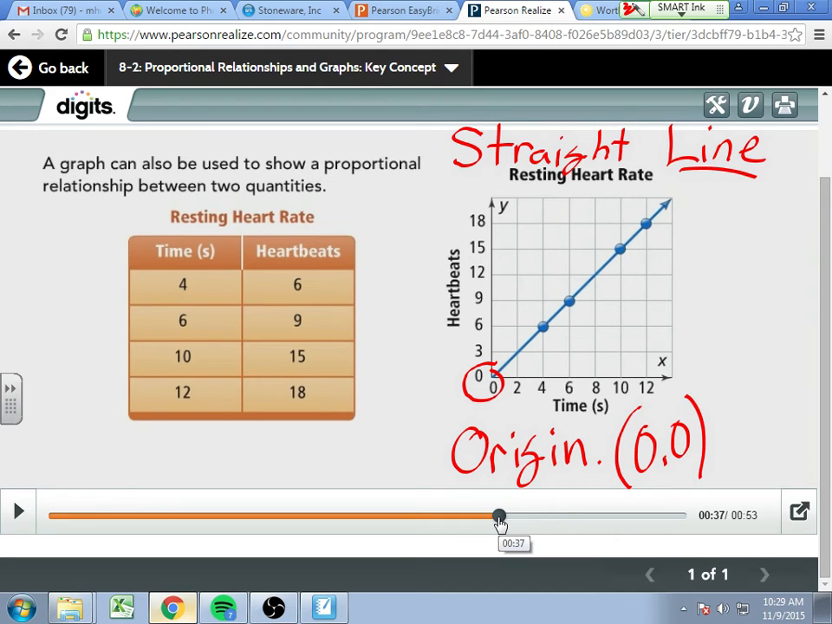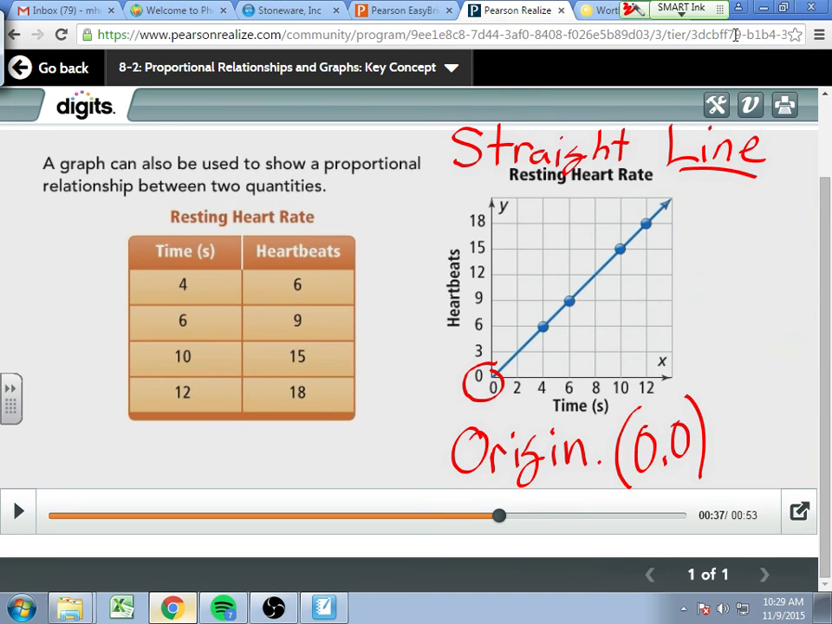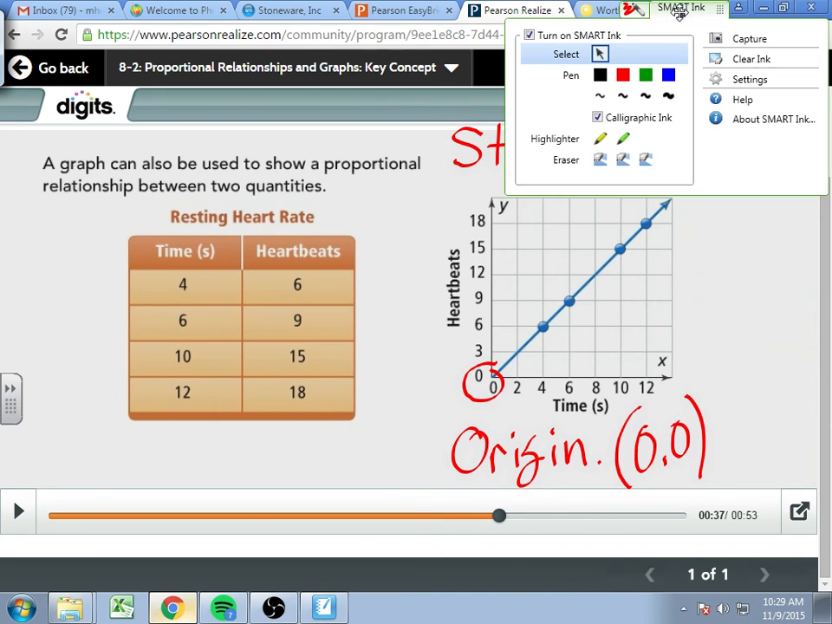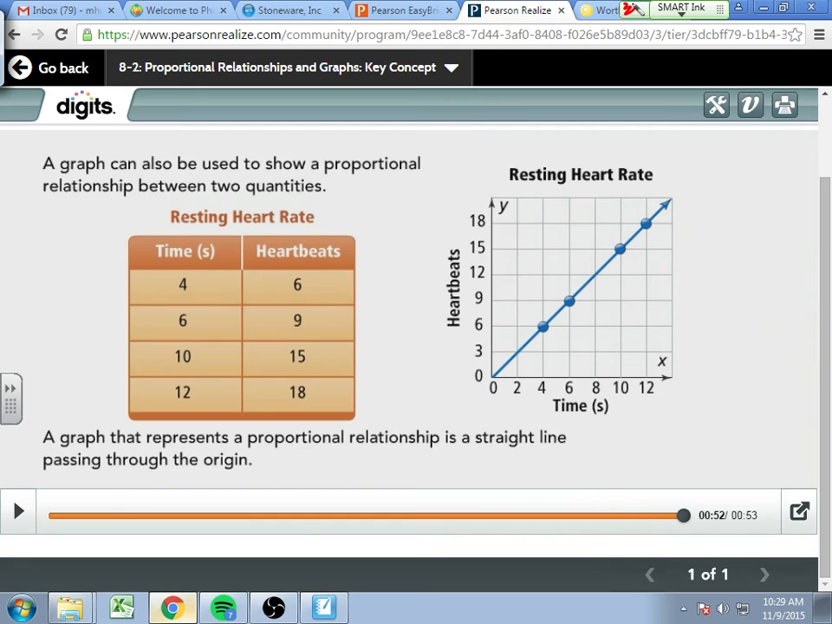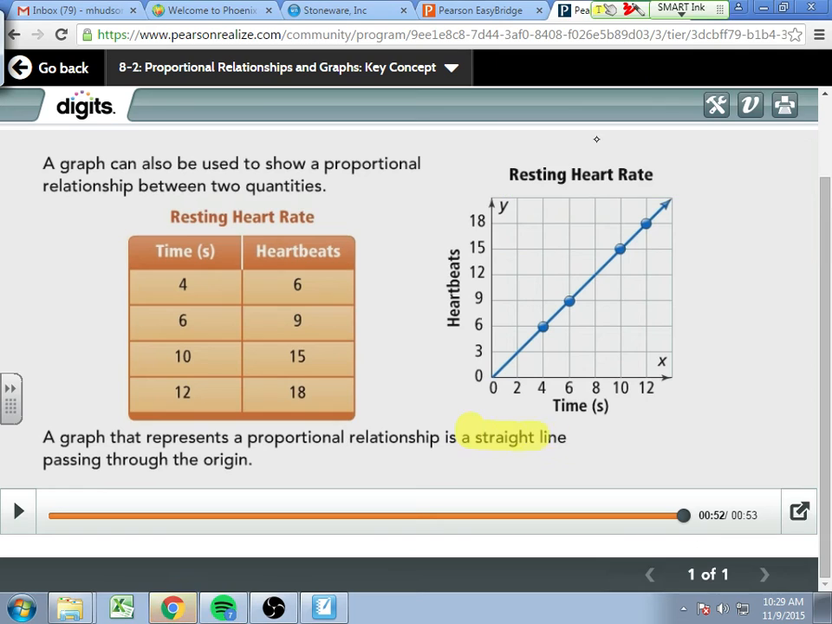So can it still be proportional if it doesn't go through the origin? Well, what did I just say? To be proportional, it must. Okay, it has to go through the origin. Yeah. It's a straight line passing through the origin. Has to have both of those. If it's a straight line that doesn't pass through the origin, it's linear but not proportional.